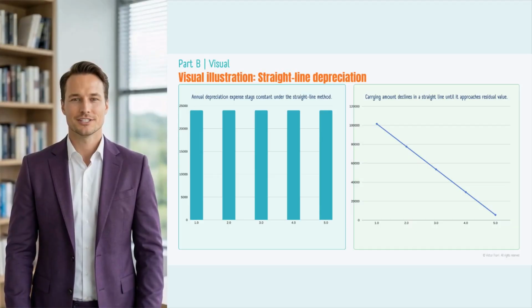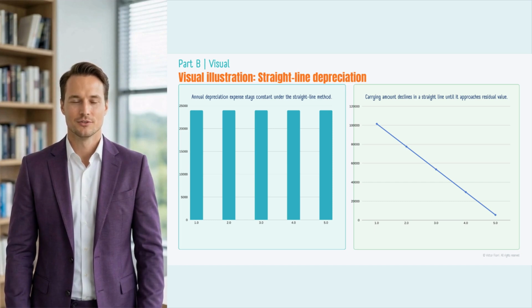This visual slide helps us see the logic of straight line depreciation. Under this method, annual depreciation expense remains constant across the asset's useful life. That means each period receives the same charge. On the other hand, carrying amount declines in a straight and even line until it approaches the residual value. Visuals like this are very useful because they show the relationship between expense and carrying amount in a simple way.